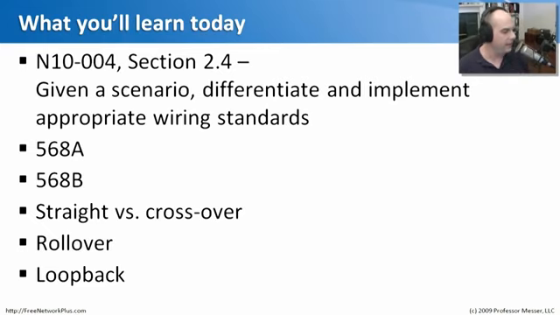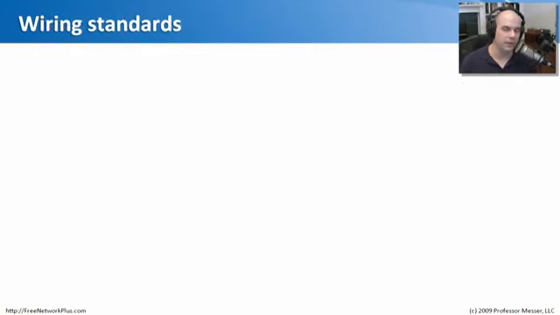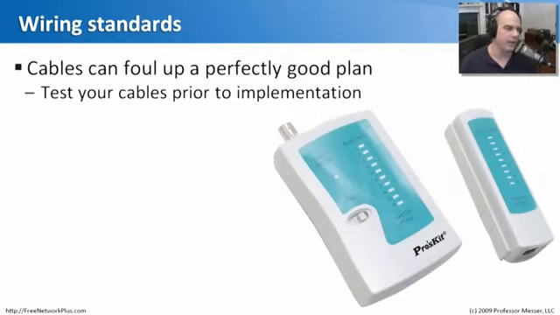We have something called 568A, we have something called 568B. There's straight through cables, there's crossover cables, there are rollover cables, and loopback connections. So we're going to talk about every single one of those. Let's start by discussing this idea of wiring standards and where this came from.